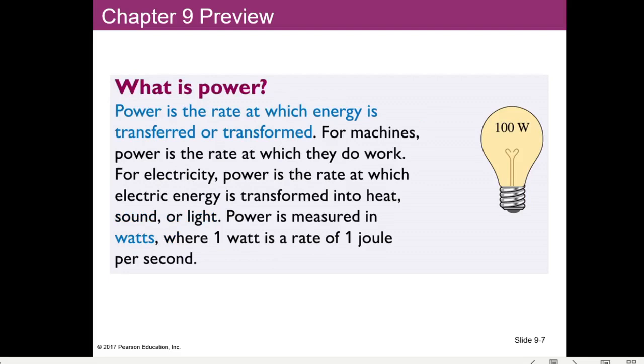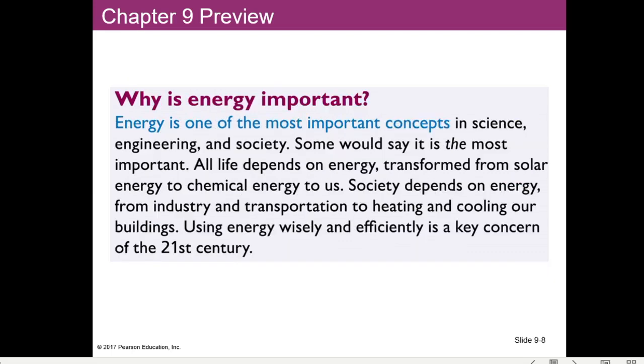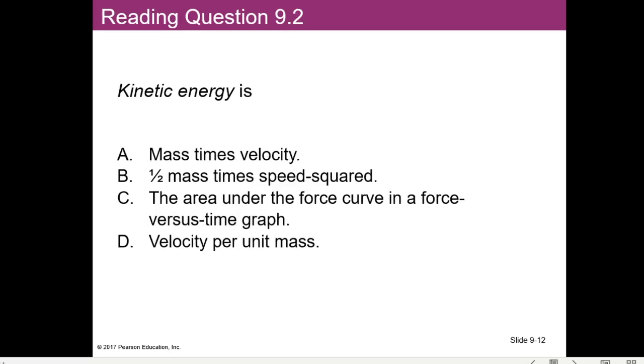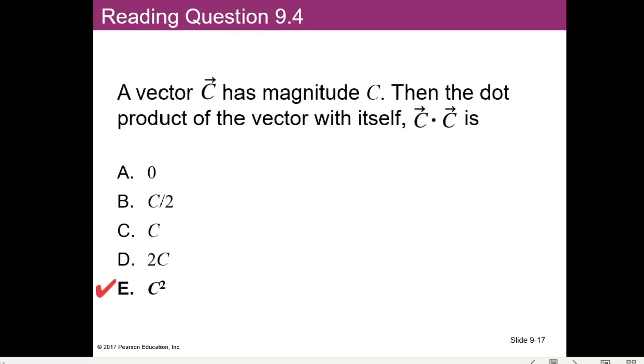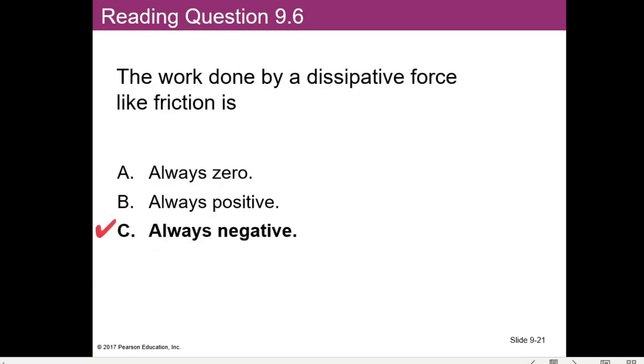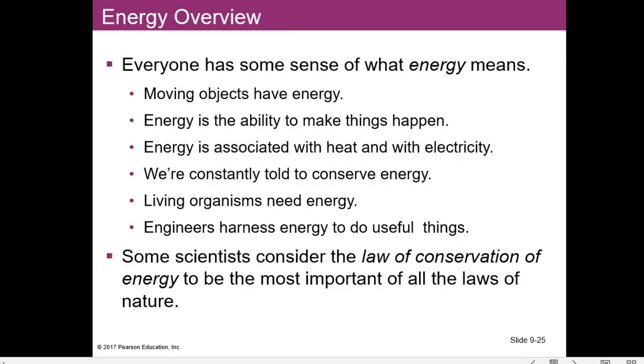The last idea in this chapter is the idea of power. Power is the derivative of energy with respect to time. It's the time rate at which energy is transferred or transformed. We've already done the reading questions for homework, so let's speed through that and get right to the first slide, which is the energy overview. Moving objects have energy. Energy is the ability to make things happen.